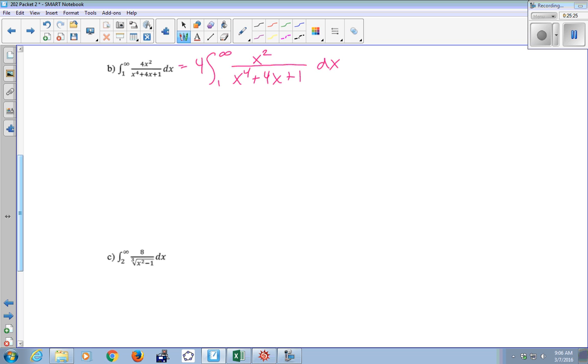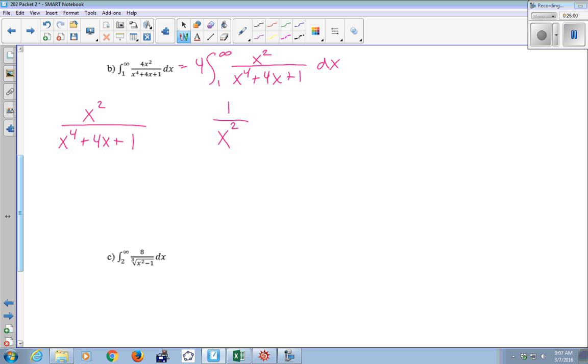Okay, so I have my integrand x squared over x to the fourth plus 4x plus 1. I need to compare it to something else that's much simpler than what I have here, but whose behavior we suspect might be the same. Yes, 1 over x to the p. What do you want to use as p? 2. Great. 1 over x squared.